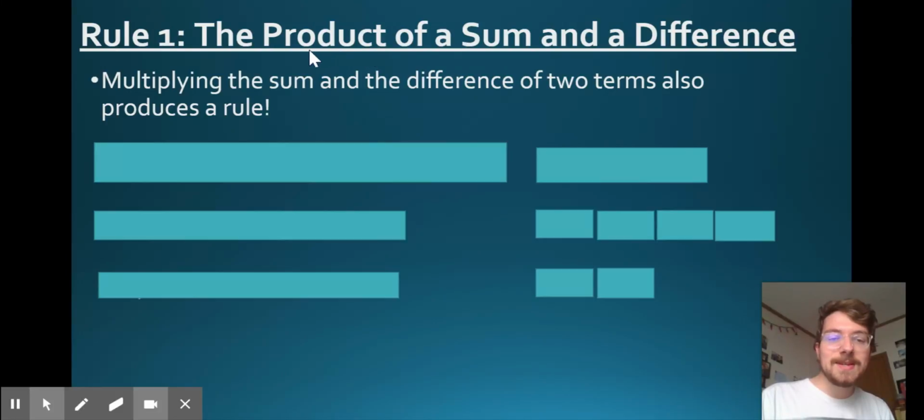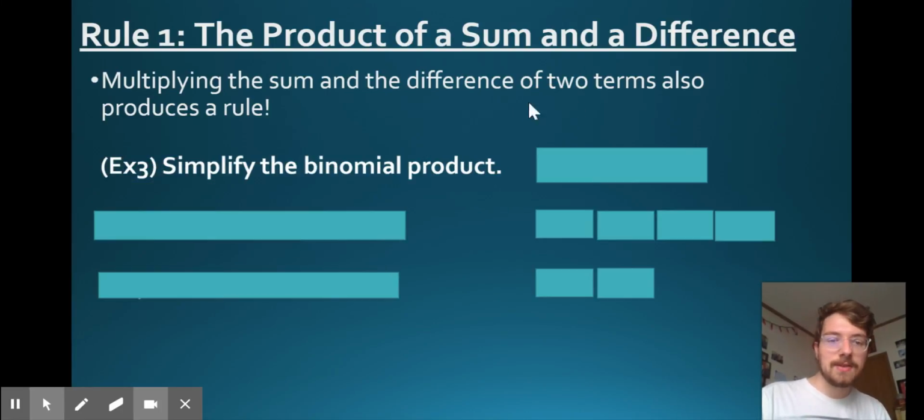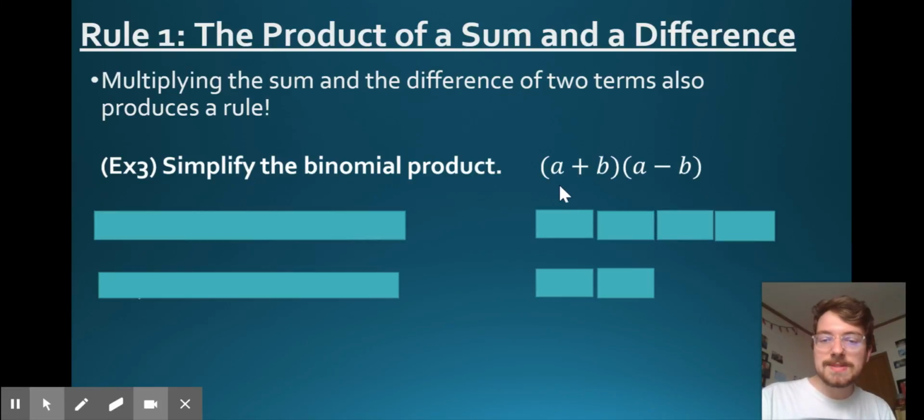So, this one is the product of a sum and a difference. So, that's a whole mouthful of words, but we're going to get into it and just explain that a little bit. So, if I want to multiply the sum and difference of two terms, that's also going to produce some kind of rule. So let's kind of break it down a little bit. So a problem like that is going to look like this. So I'm going to start off in a general form just so we can see where our rule comes from.